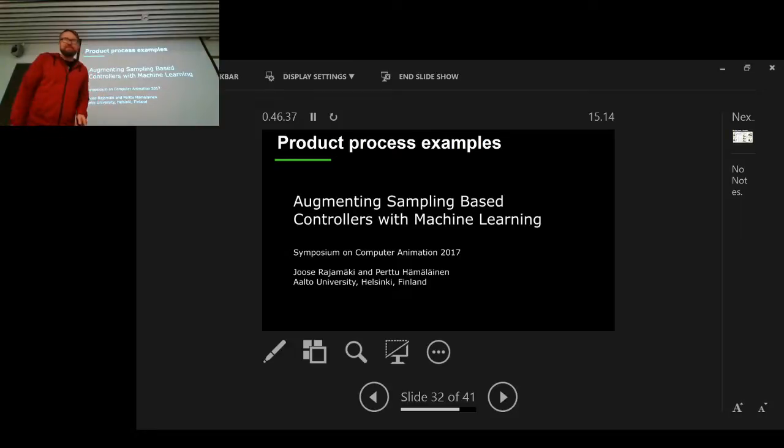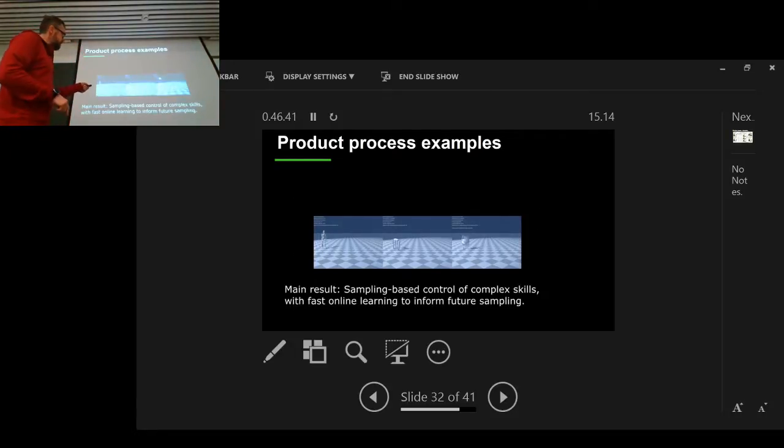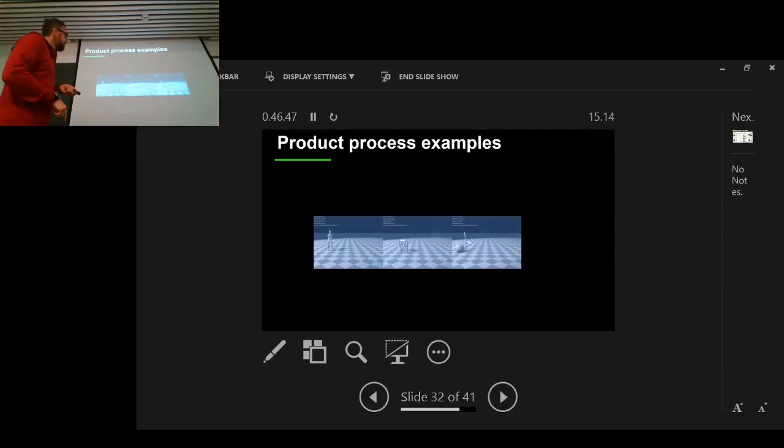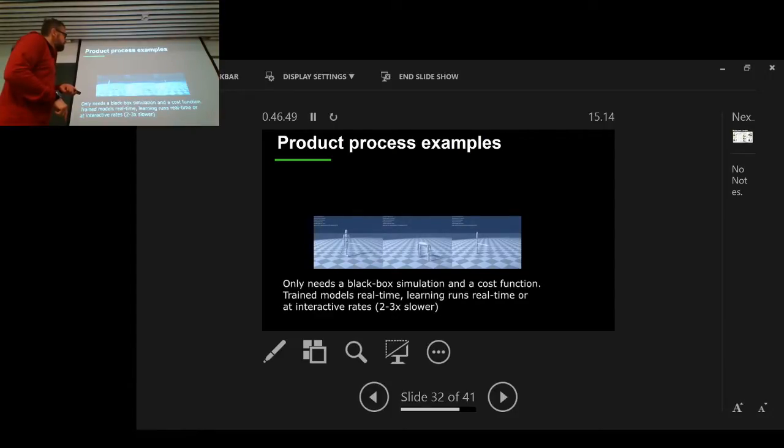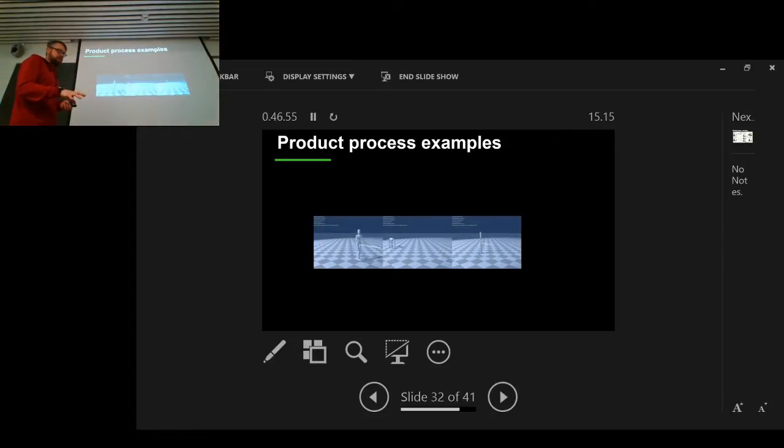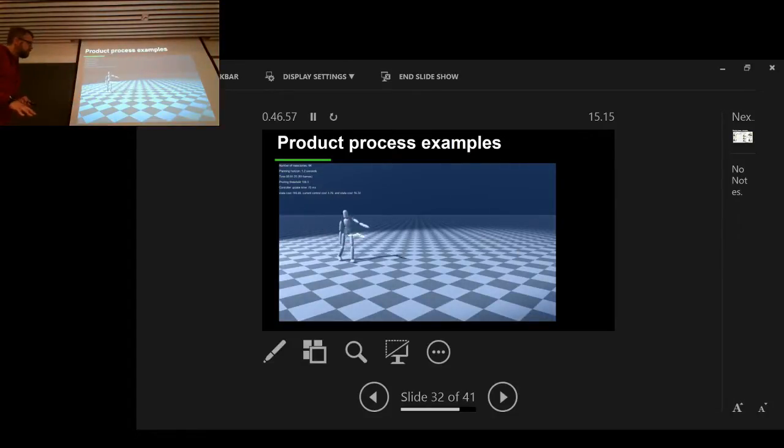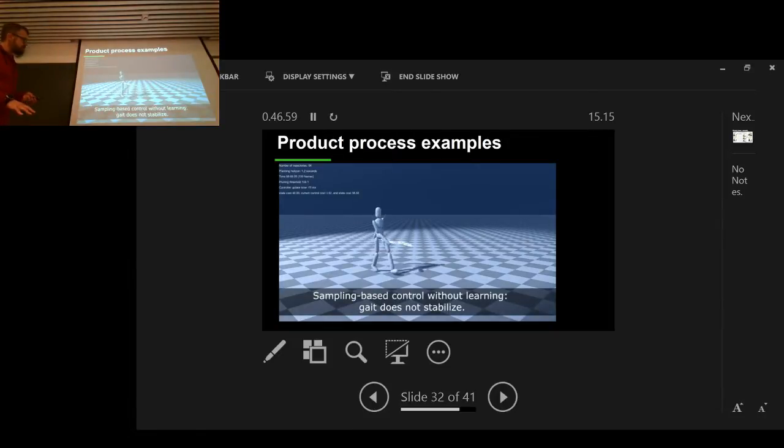So this is where the reinforcement learning was used. Again, this is our collaborator from Aalto University. So let's look at that. First there is just a predictive simulation and capability to select, which will be based on just the tree search algorithm. And now you can see how it is walking.